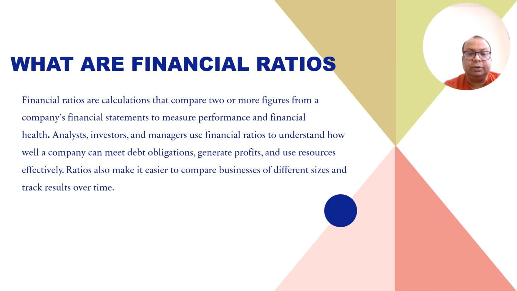What are financial ratios? Financial ratios are numbers that compare different parts of a company's financial statements to see how the company is performing and how healthy it is financially. Analysts, investors, and managers use these ratios to check if the company can pay its debts, make profits, and use its resources efficiently. Ratios also help compare companies of different sizes and track performance over time.